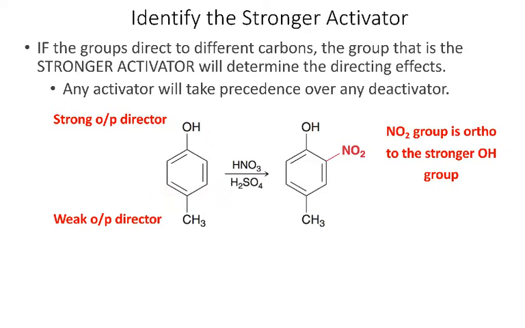So the way we resolve this conflict is we have to determine which group is the strongest activator. Because OH is a strong activator and methyl is a weak activator, the directing effects of the OH are going to dominate where the NO2 group is going to add. And so because the OH group is the stronger activating group, it's going to control where the NO2 goes. And so it's going to add para to the stronger activator.